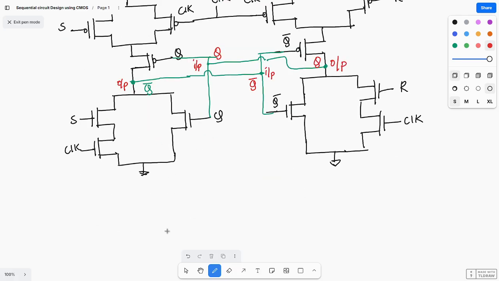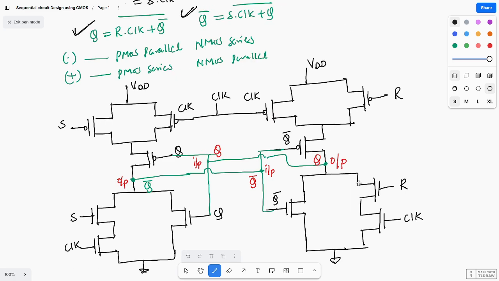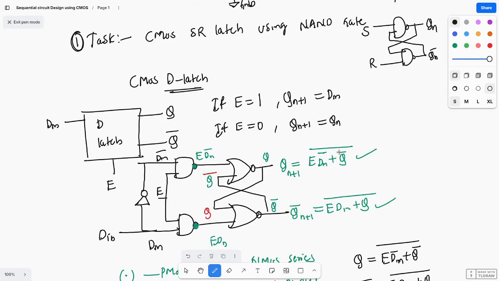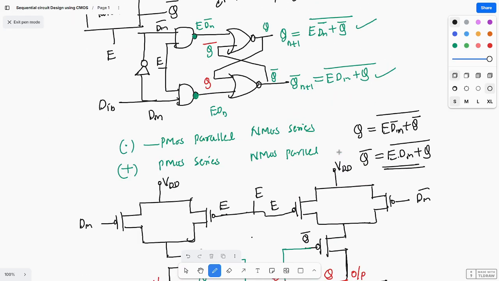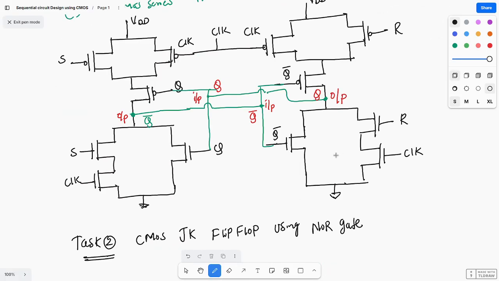So your task is task two. You need to design a CMOS JK flip-flop using NOR gate. What is task one? Task one is you need to design a CMOS SR latch using NAND gate. Task two is you need to design a CMOS JK flip-flop using NOR gate.